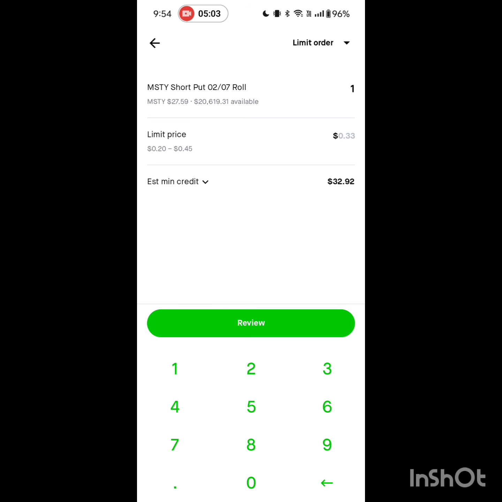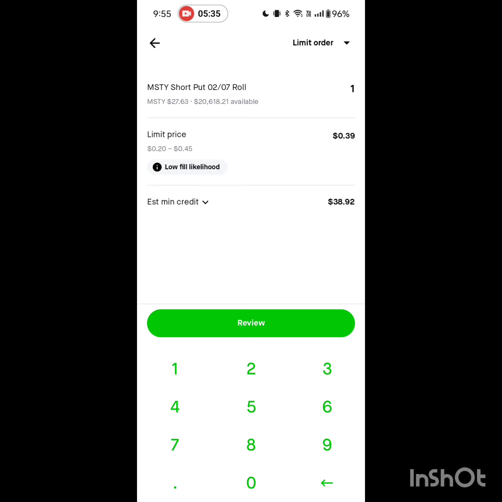I like to play with this every now and then. Let's see, maybe instead of just receiving $32, we can go for, see, right now the limit price is between 20 and 45. It's up to you if you want to do this or not. You can just keep it like that, but then what you're changing is basically the likelihood of getting filled fast. You can leave this for a couple hours if you want, and see if it gets filled.